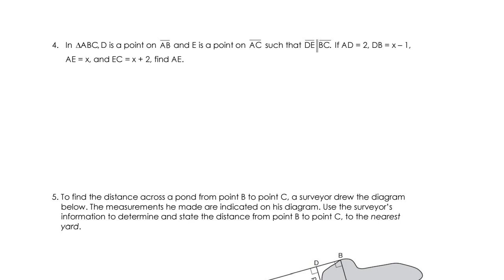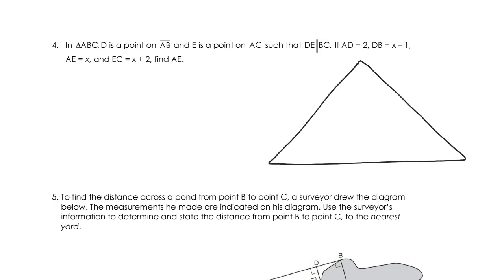All right, guys, number 4, we're on the back side of day 10 notes. It says that in triangle ABC, and we have no picture, so we're going to have to draw our own. I'm going to draw it big to make sure I can fit everything in there. It says that D is a point on AB.